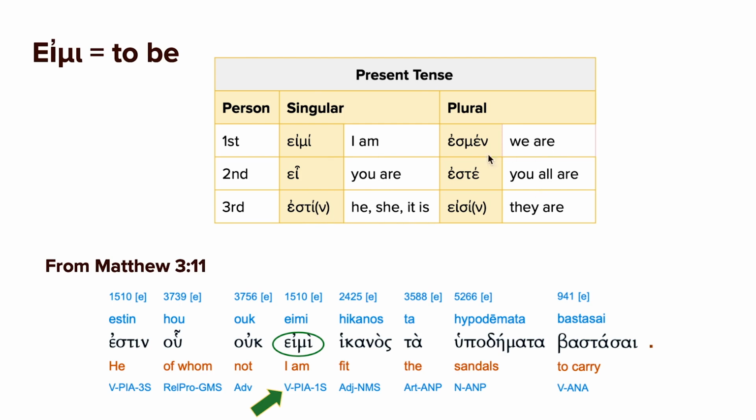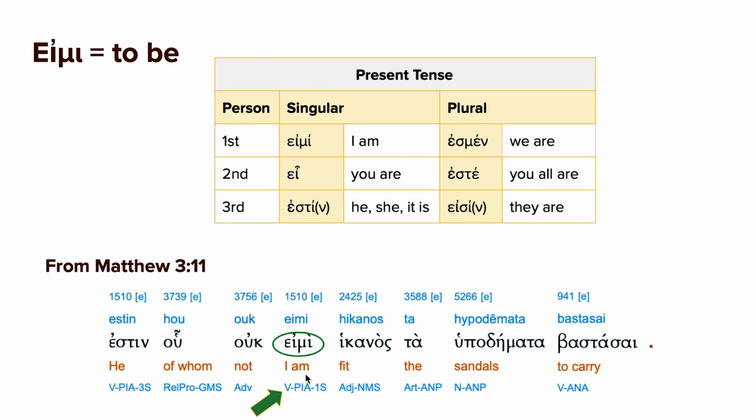And now plural, we are is esmen. And then you all are, which we saw in these verses, este, este. And then they are is esin or esi, but usually it's followed by this nu. So I put the nu in parentheses to indicate that sometimes you'll see it as esi. Most of all, it's esin. All right, so let me just give you an example of eimi.